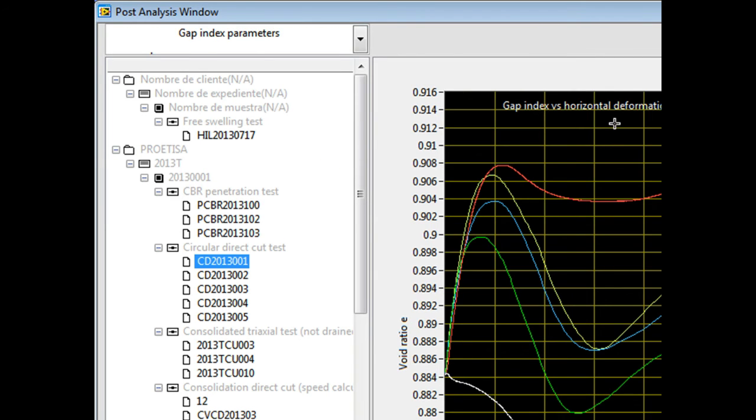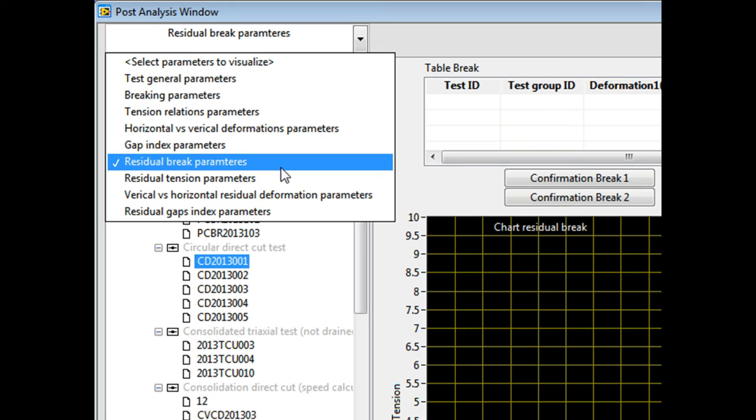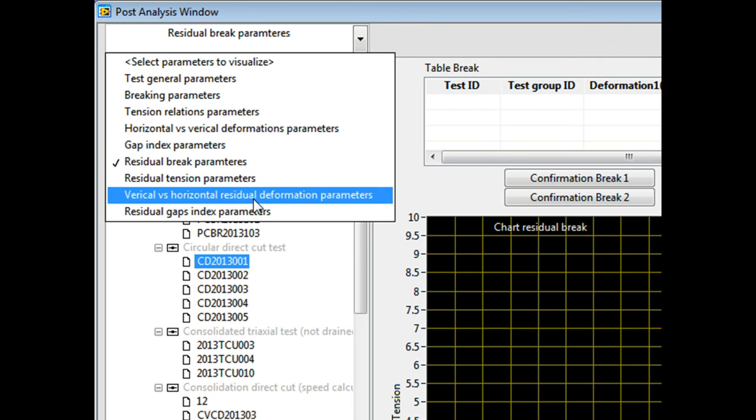This is the wrap index. Well, and here we have nothing. Residual break means that you cut the sample and you cut again, after 3 cuts you have a really low resistance. And sometimes in some projects they ask you for this value, and you also can do it with this.